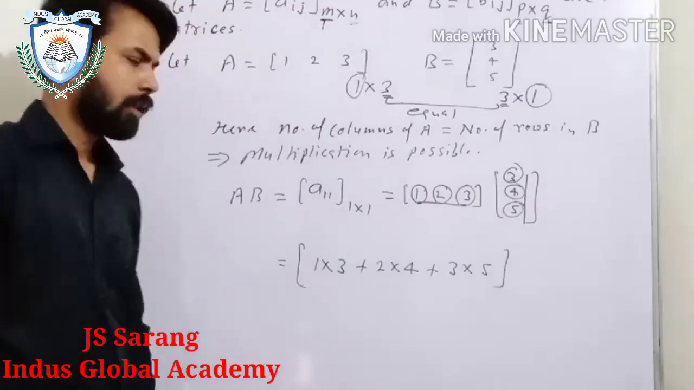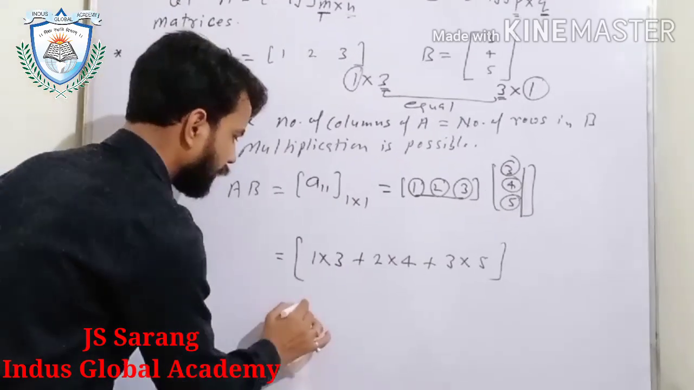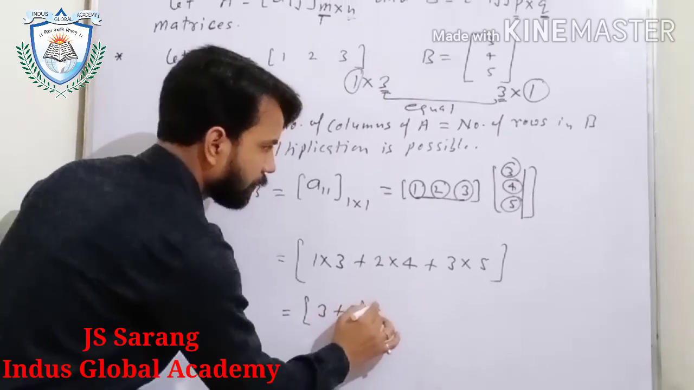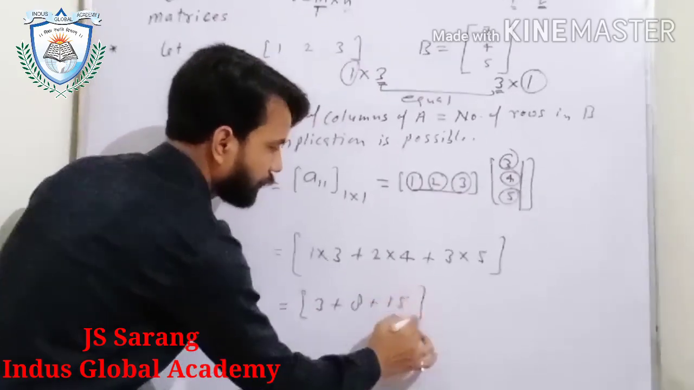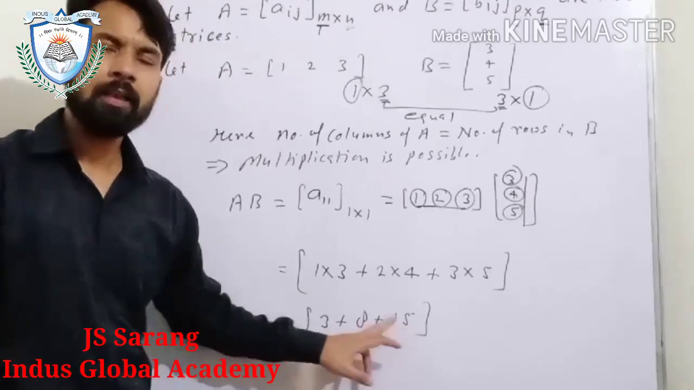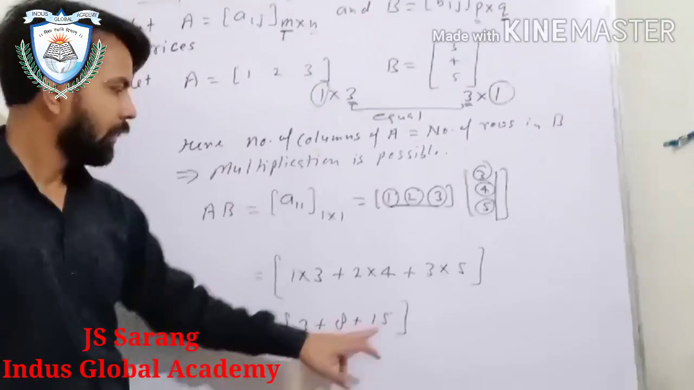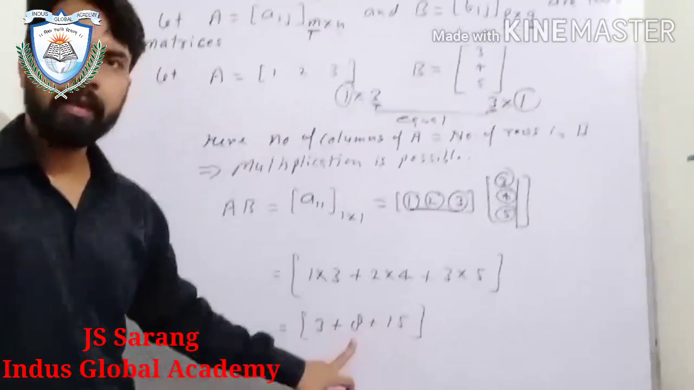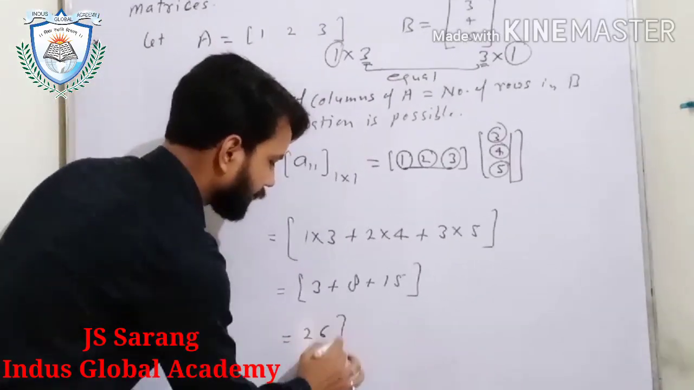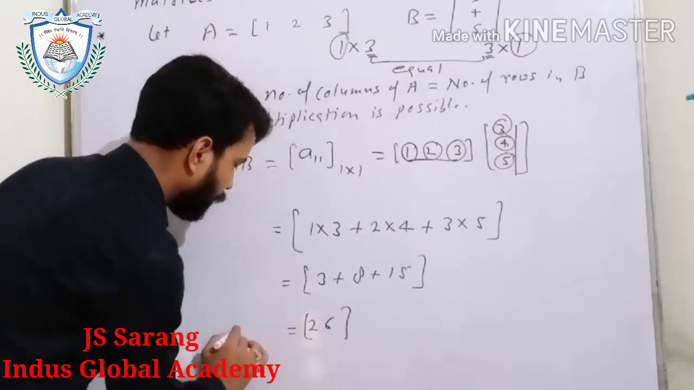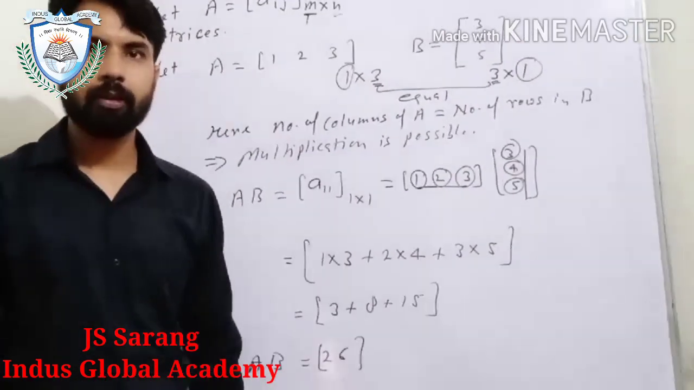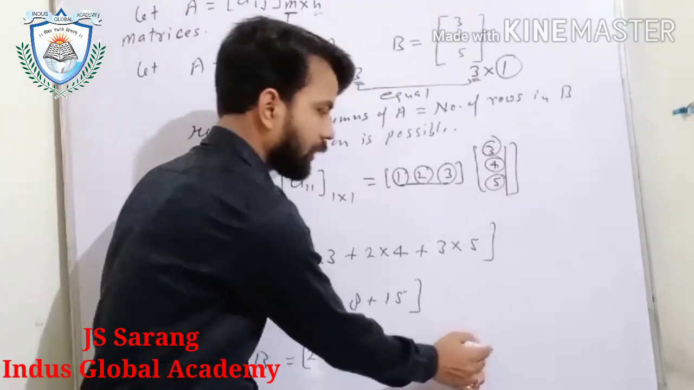Got it? Now we have to solve this. So 1 3s are 3 plus 2 4s are 8 plus 3 5s are 15. Now 15 plus 8, that is 23. 23 and plus 3, that is 26. So this is the product of these given matrices. Got it? Hope you are understanding this.